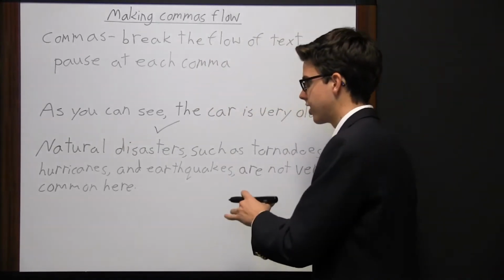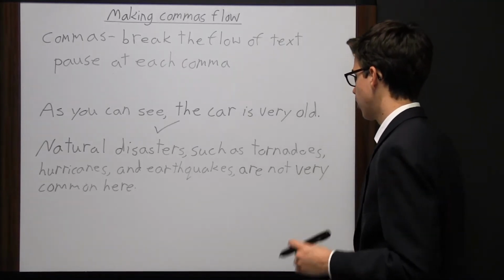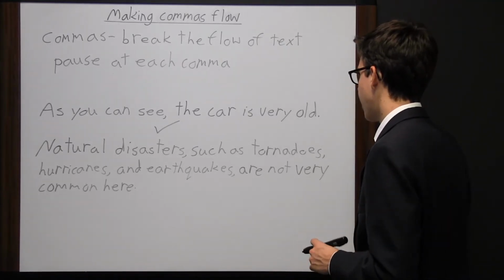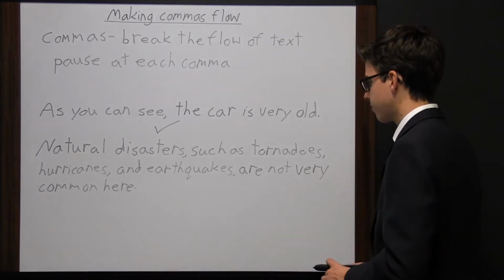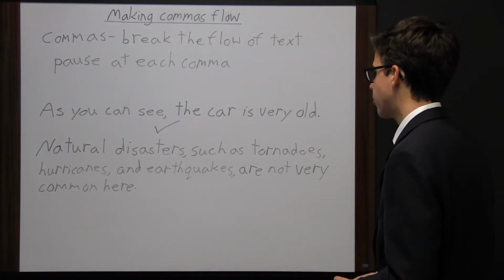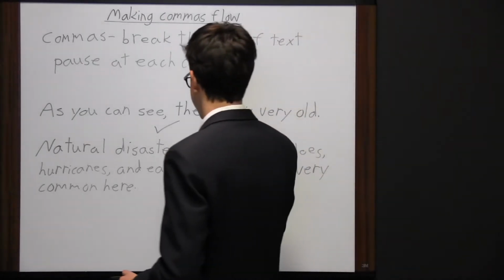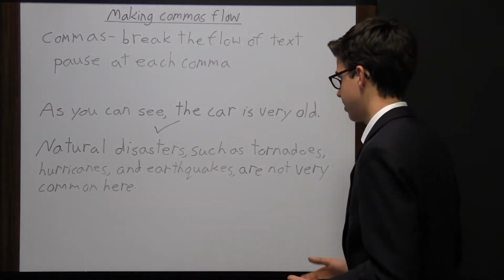Another example is this sentence right here. Natural disasters, such as tornadoes, hurricanes, and earthquakes, are not very common here. So here we have 3 commas. We actually have 4 commas. And so 2 of these commas are there for the purpose of setting off this phrase, and the other 2 commas are there because we're making a list.